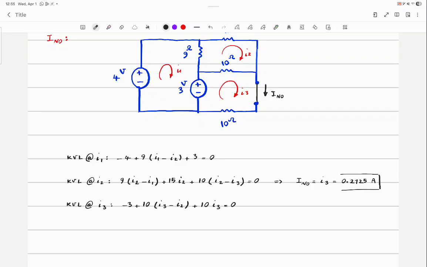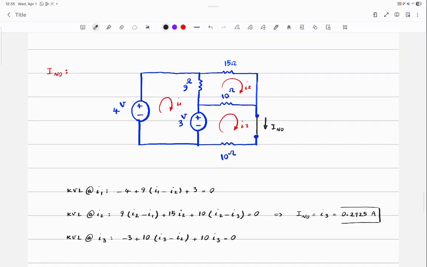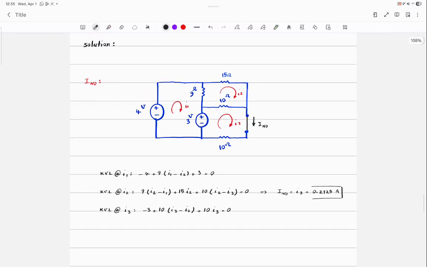Any question? Anyone interested in doing this using any other methods, or you're good? Did you at any point think nodal would be better? Do you want me to do it nodal? No? Okay.